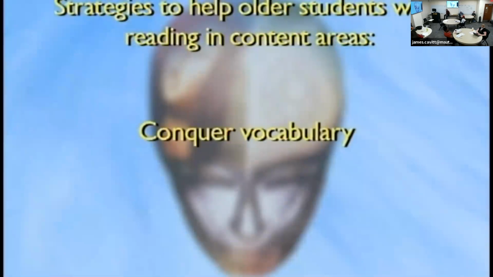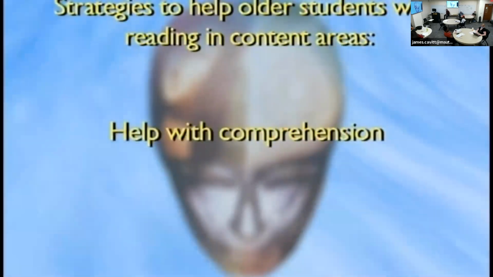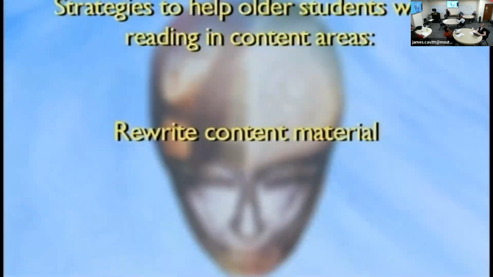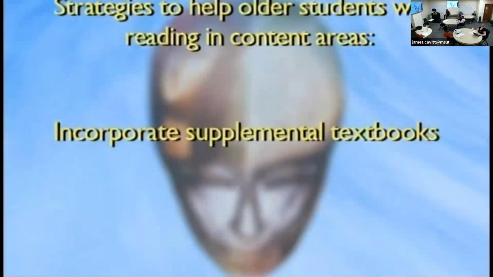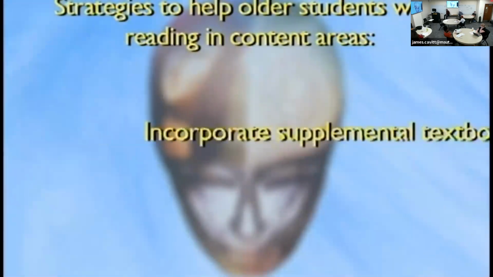Conquer vocabulary. Define difficult vocabulary words before the student encounters them in the reading. Help with comprehension. Explain the meaning of difficult concepts and try to connect them to what the student already knows. Rewrite content material. Just rewriting the content with simpler vocabulary can make a big difference in comprehension. Incorporate supplemental textbooks. Have on hand additional textbooks in which the content material is written at a lower grade level.